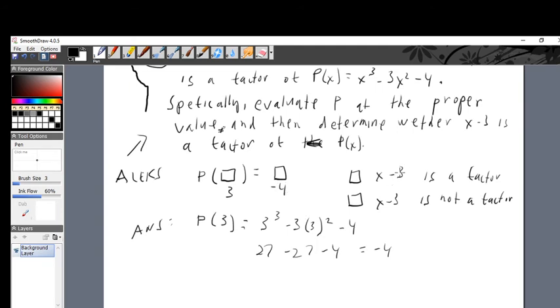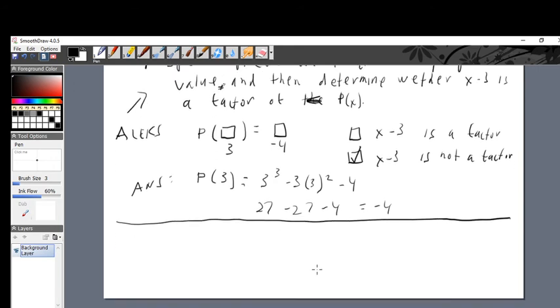Now, is x minus 3 a factor or not? Well, this would have to become 0 for x minus 3 to be a factor. Since it's not 0, you pick x minus 3 is not a factor. And that finishes off problem 33. Here comes 34. Let me bring up the paper. There we go.